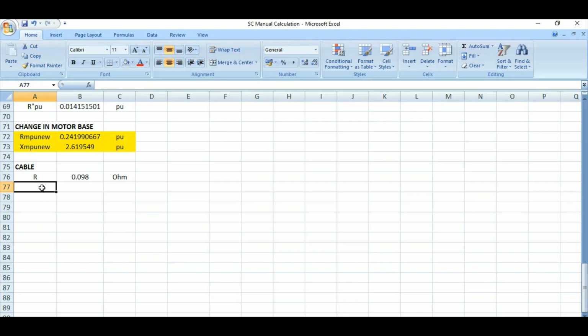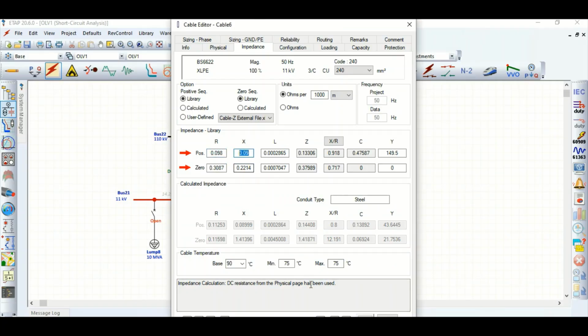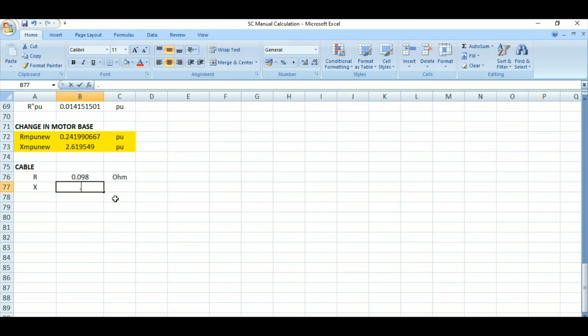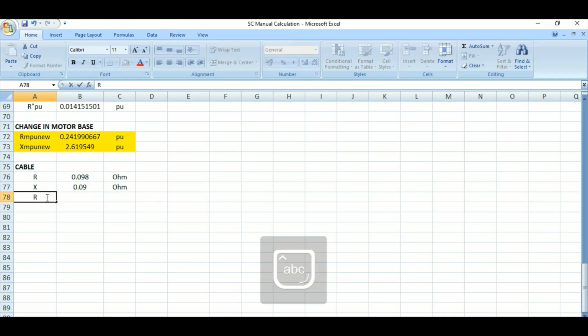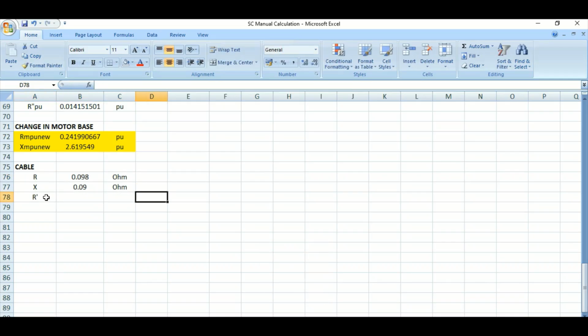Next is the reactance value X, which is also 0.09 ohm. So R and X value. Now we need to correct this R value to R dash using the temperature correction formula. What is that temperature correction formula?